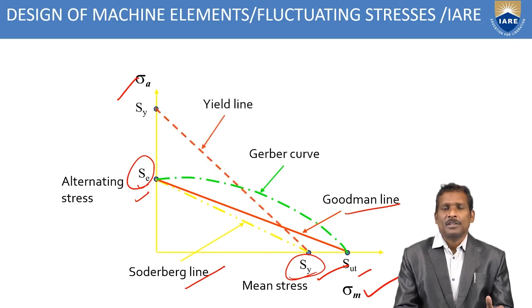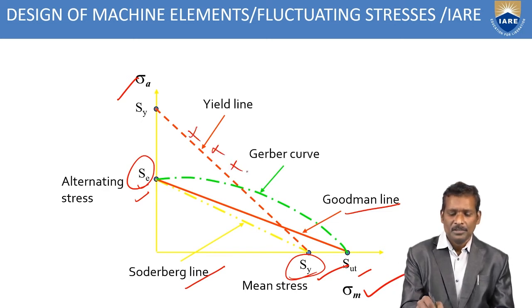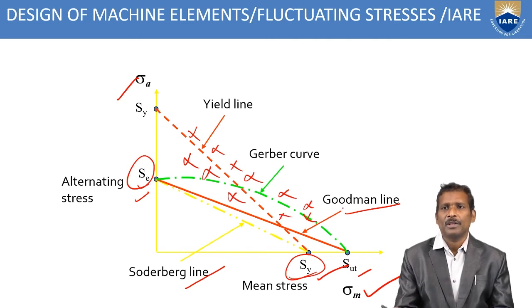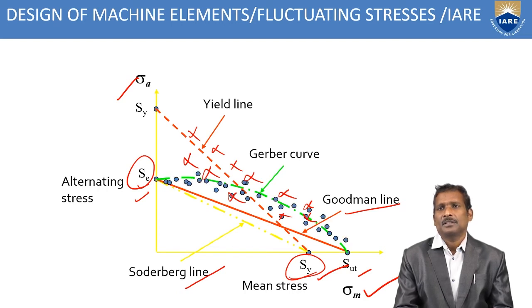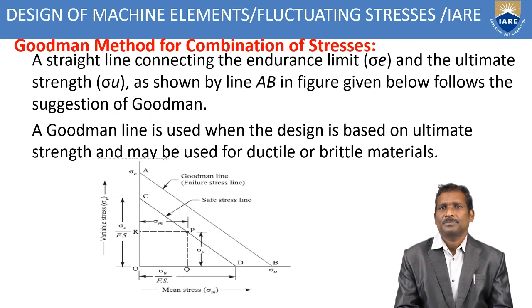So this is the yield line. Beyond this yield line, the failure points are shown here. These all are failure points. Behind this line, the component will fail. See here, the failure points are shown.